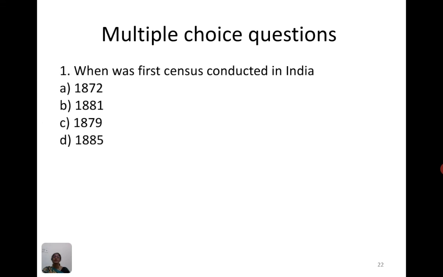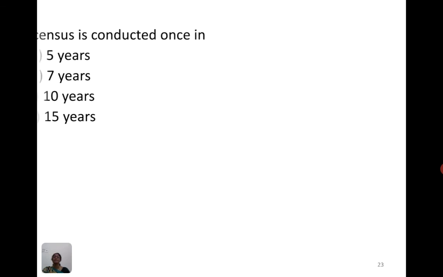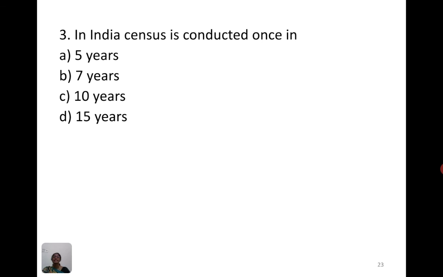Here are 5 multiple choice questions. If you have listened to the lecture carefully, you'll be able to answer them. So first question is, when was first census conducted in India? It was in 1872. Which was the census technique adopted in India up to 1931? What's the answer? It is de facto. In India, census is conducted once in how many years? 5, 7, 10 or 15 years?